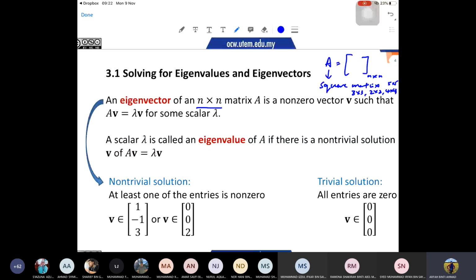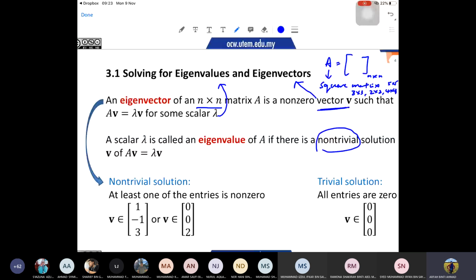So a scalar lambda is called an eigenvalue of A if there is a non-trivial solution for V of AV = lambda V. So non-trivial solution, what does it mean by this non-trivial solution? Non-trivial solution adalah keadaan di mana at least one of the solution, one of the entries is non-zero.